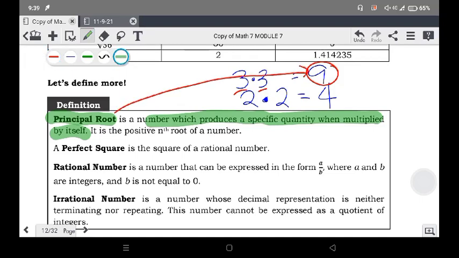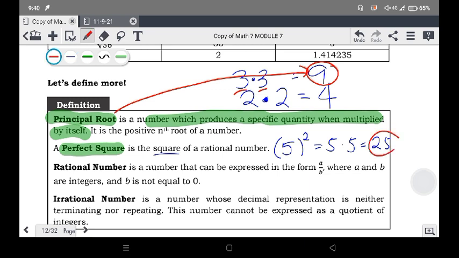When we speak of a perfect square, it's the square of a rational number. Say for example, I have a rational number 5. If I'm going to square that one, you have 5 squared, which is the same as 5 times 5, which is equal to 25. Therefore, that 25 is what you can call a perfect square.